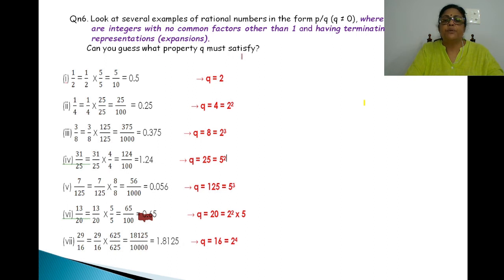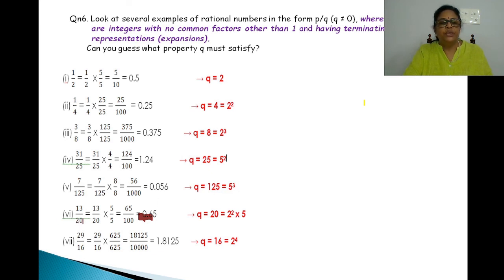Can you guess what property Q must satisfy? Here Q is 2. Here Q is 4, that is 2 squared, 2 into 2. The third one Q is 8. 8 means 2 into 2 into 2, 2 cubed. Fourth one Q is 25. 25 is equal to 5 squared, 5 into 5. Here Q is 125. So 125 is 5 cubed, 5 into 5 into 5.